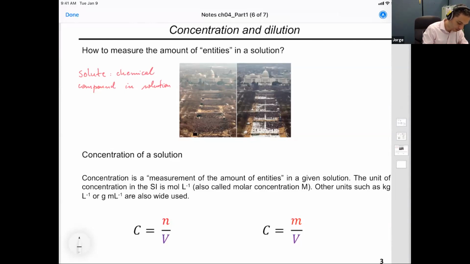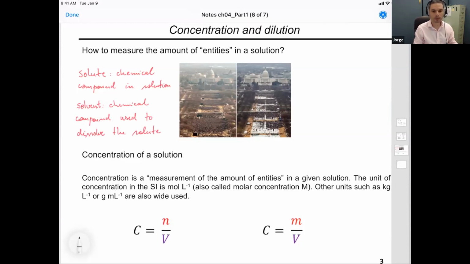And then the second term is solvent. Solvent is any chemical compound used to dissolve the solid. Okay?